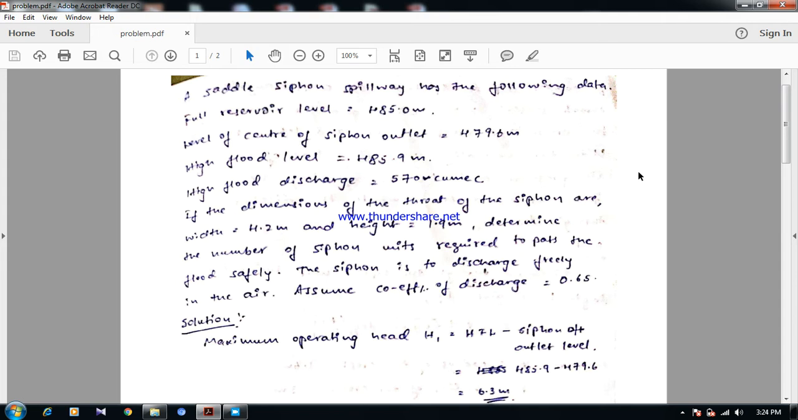If the dimensions of the throat of the siphon are width 4.2 meter and height 1.9 meter, determine the number of siphon units required to pass the flood safely. The siphon is to discharge freely in the air. Assume the coefficient of discharge is 0.65.